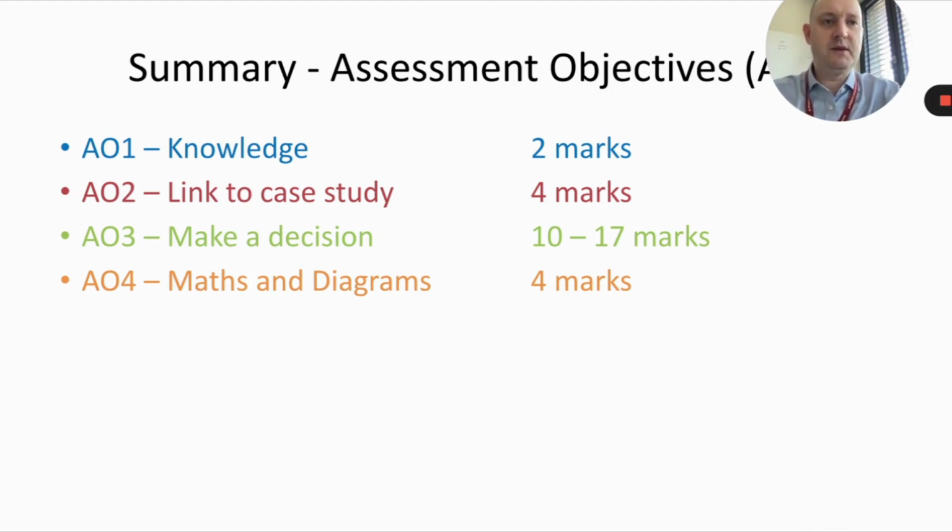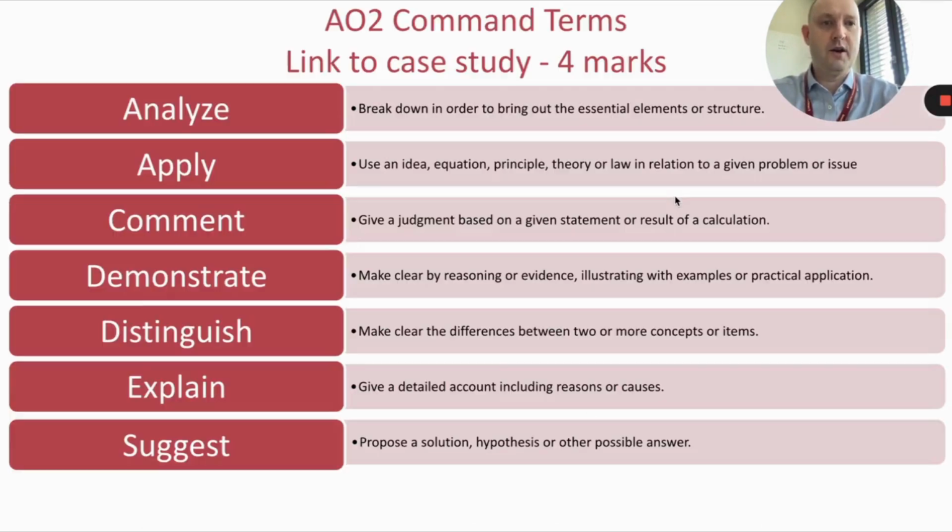In the IB Business Management syllabus, there are 4 AOs: AO1, 2, 3, and 4. In a previous video, we looked at AO1s. In this video, we're going to look at AO2s, which is called Link to the Case Study, and these are normally worth 4 marks. AO2 questions will always begin with one of the AO2 command terms, listed on the screen. They are analyze, apply, comment, demonstrate, distinguish, explain, suggest.